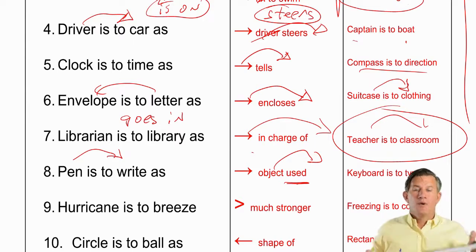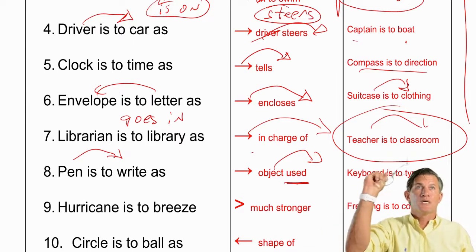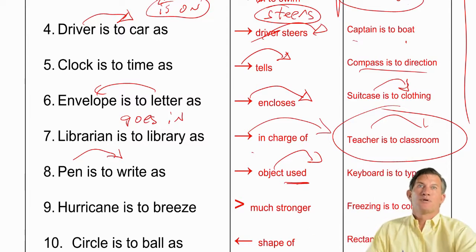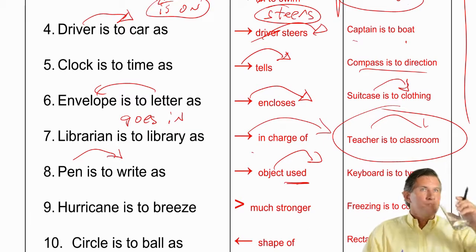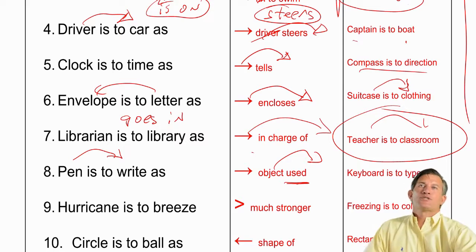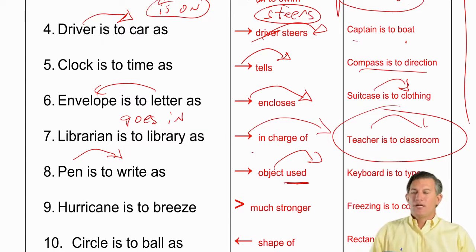Bam, okay? Glasses are used to see, and a cup is used to hold water. So we understand use. Use of objects is a very common one. All right, hurricane and breeze.